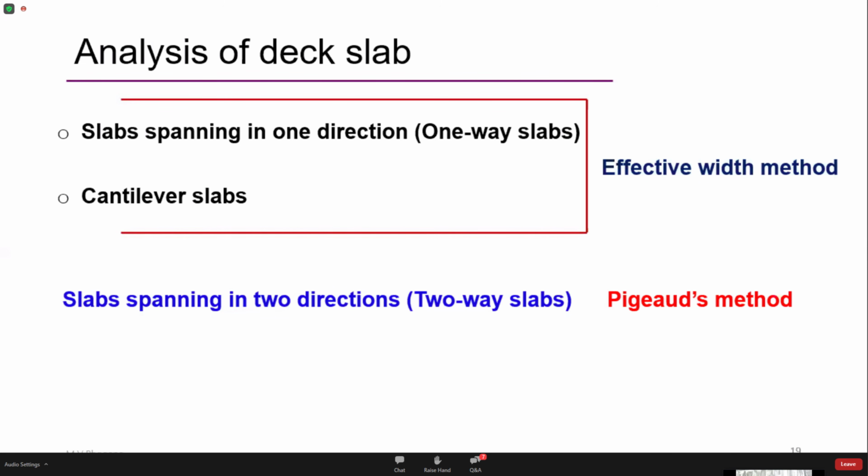But in some cases, say for example in typical T-beam deck slab bridges, where the slab is resting on all the four sides, you may have a slab which may span in both the directions. At that time, we have a two-way action of the slabs. In such a case, we cannot again go for the conventional analysis. So here, the method that is more popularly used is the Pigeaud's method. So this Pigeaud's method is used for calculating the bending moments in a two-way slab. So let's see what this Pigeaud's method is.